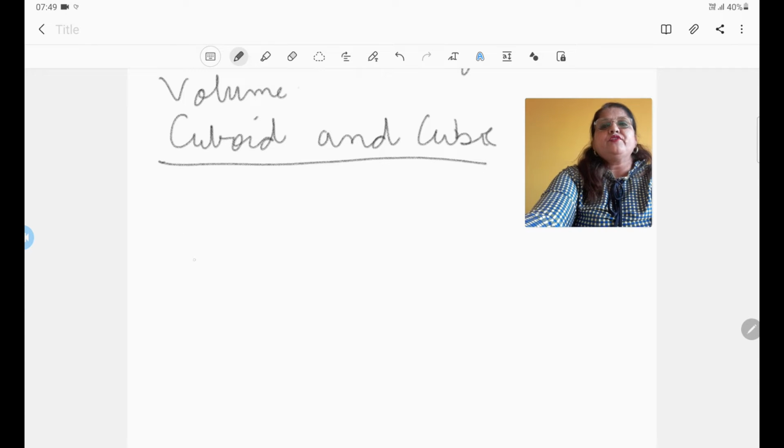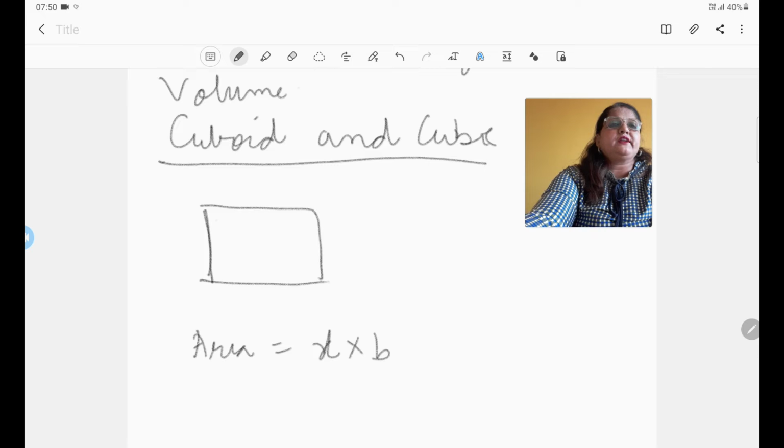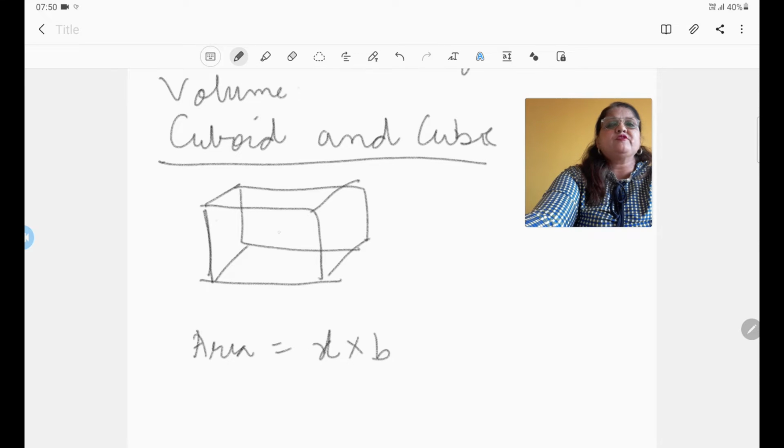Now we know the formula of the area of a rectangle. It is length into breadth, L into B. So if we have a cuboid like this, each of its faces is made up of rectangles. When you open up this cuboid, you will get rectangles of various different sizes. Now if this is the length, this is the breadth, and this is the height.